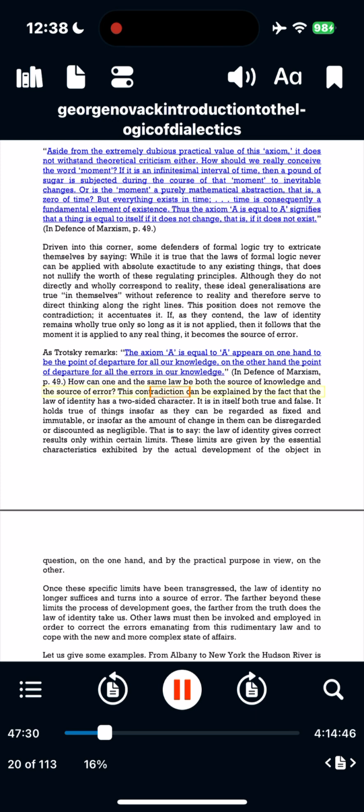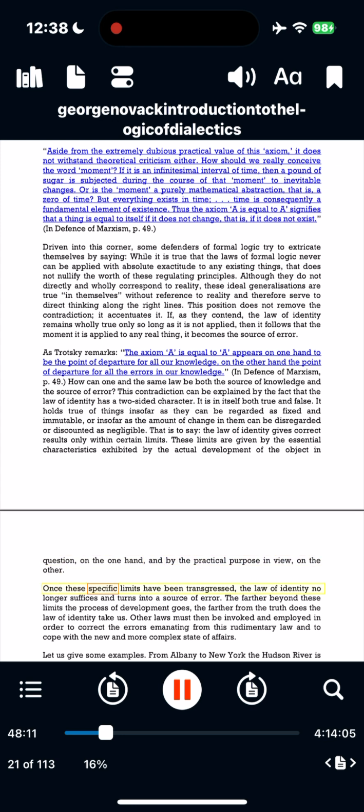This contradiction can be explained by the fact that the law of identity has a two-sided character. It is in itself both true and false. It holds true of things insofar as they can be regarded as fixed and immutable, or insofar as the amount of change in them can be disregarded or discounted as negligible. That is to say, the law of identity gives correct results only within certain limits. These limits are given by the essential characteristics exhibited by the actual development of the object in question, on the one hand, and by the practical purpose in view, on the other.